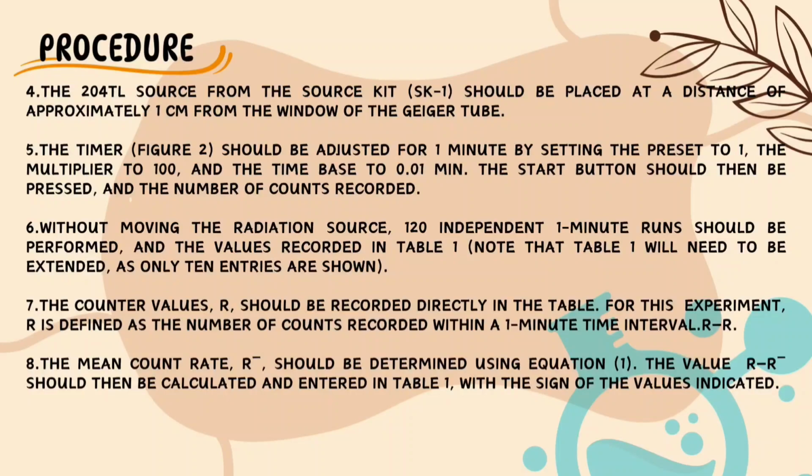Preset set to 1, multiplier set to 100, time base set to 0.01 minute. Press the start button on the timer and record the number of counts registered. Perform 120 independent 1 minute runs without moving the radiation source. Record all count values R in table 1. Calculate the count rate R bar using equation 1. For each run, compute R minus R bar and record the value in table 1, including the sign.